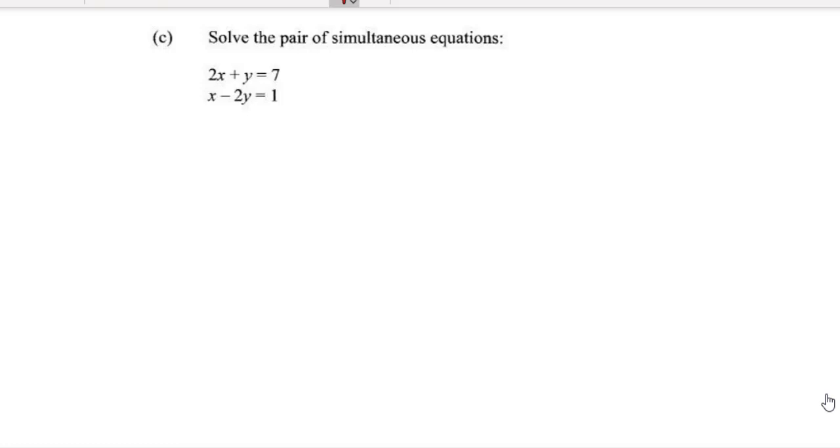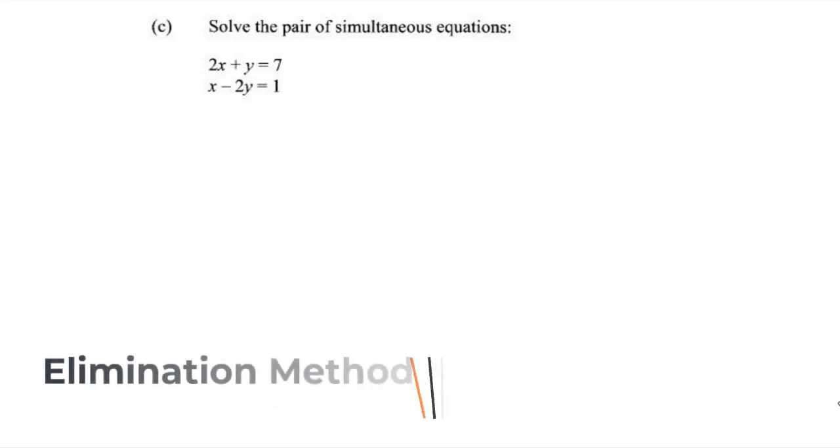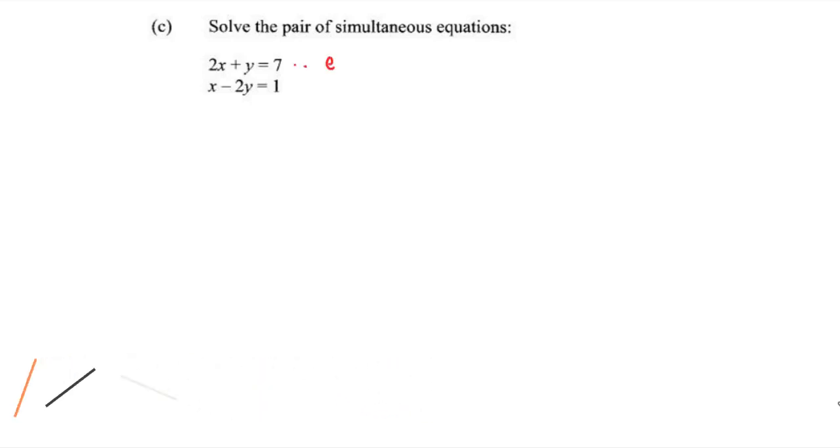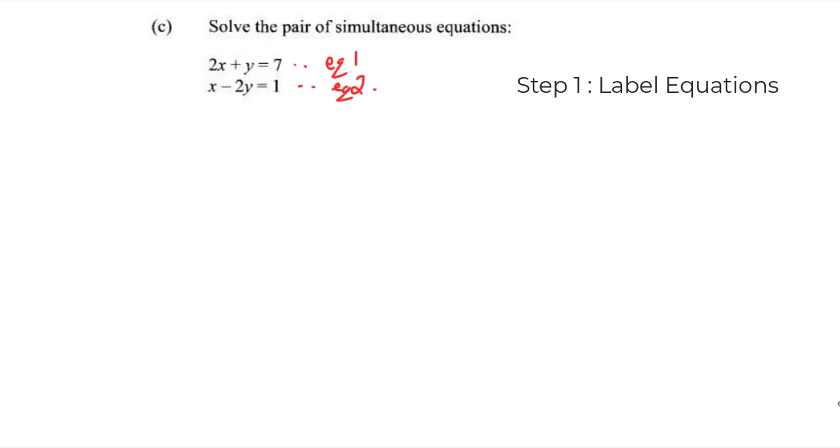Today we're going to look at simultaneous equations. However, we're going to use the elimination method to solve this equation. Alright, now the first step is you're going to label the equations. So the top equation is going to be equation 1. The second equation is going to be equation 2.